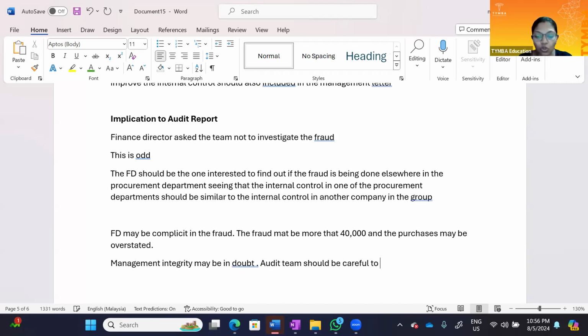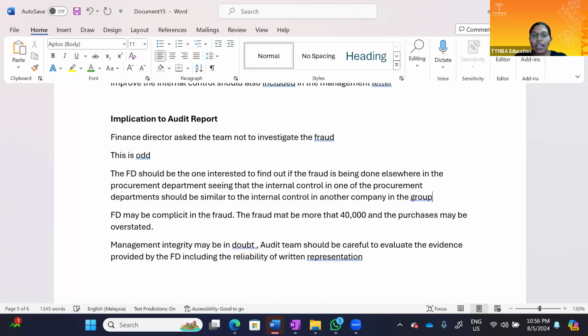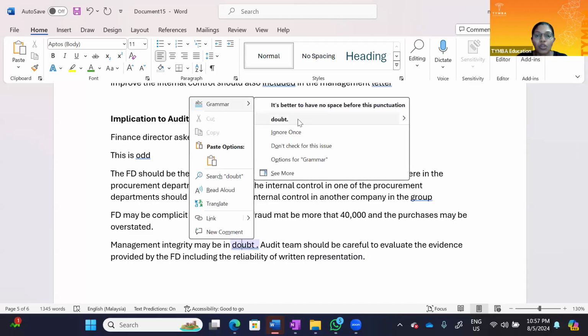Okay, so should be careful to evaluate the evidence. The evidence is provided by the FD, including the reliability of written representation. Now you see, if the person lacks integrity, whatever they previously provided, for example written representation, is all from their word, so we may need to doubt it already.